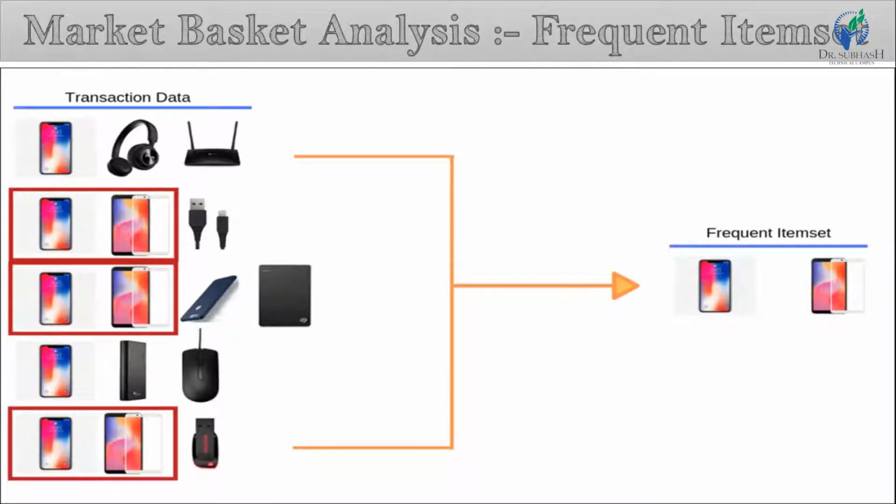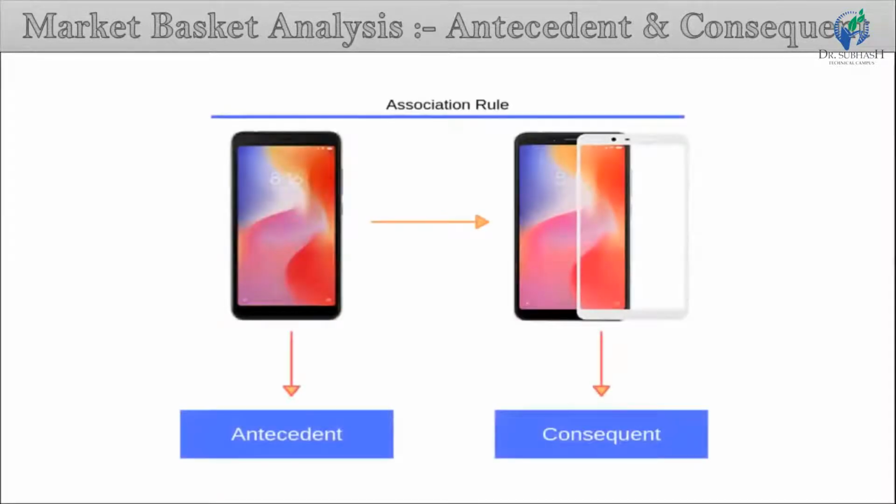Now, we find out antecedents and consequents. The antecedent is the items on the left hand side of the rule and the consequent is the right hand side of the rule. In our example, mobile phone is the antecedent and screen guard is the consequent.